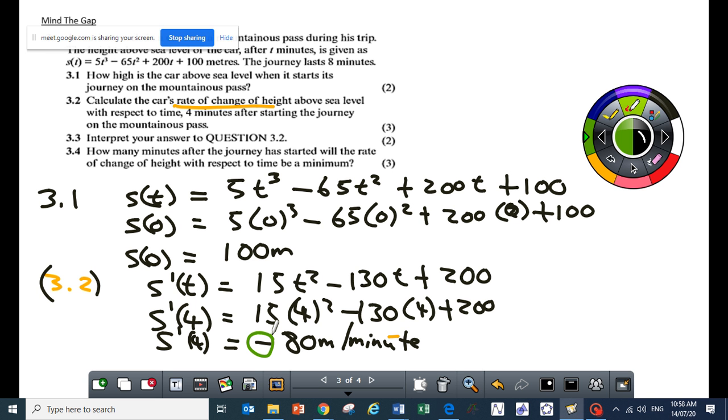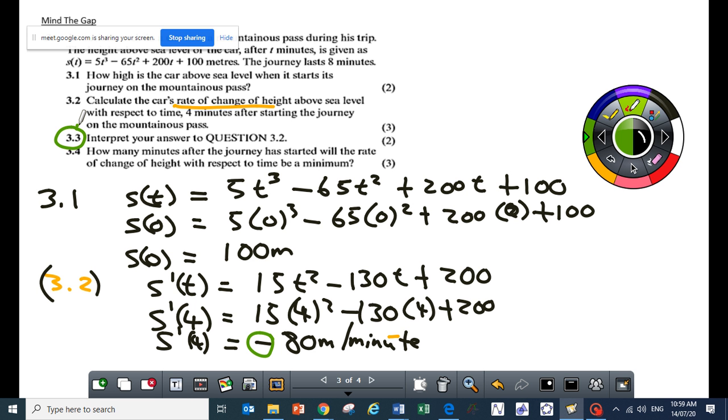Then 3.3. Now, 3.3 is an open question. It says interpret your answer to question 3.2. It will depend on your understanding of what that minus means, but I've already told you that if we explain it in terms of the height, it means that the height is decreasing, which means the car is going down. You can explain it in whichever way you want, but you need to know that because of that minus 80 meters per minute, the car is going down.